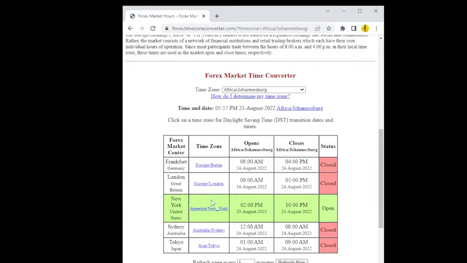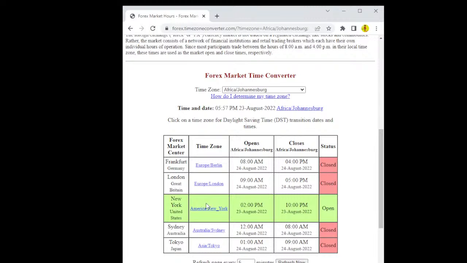And then an hour later, the London session begins. They even tell you here the time zone that this is in, so European time zone. The London session opens in Johannesburg, guys, if it's 9 a.m. in South Africa, that's when the London session begins. Then it closes at 5. So right now it's been closed for an hour.